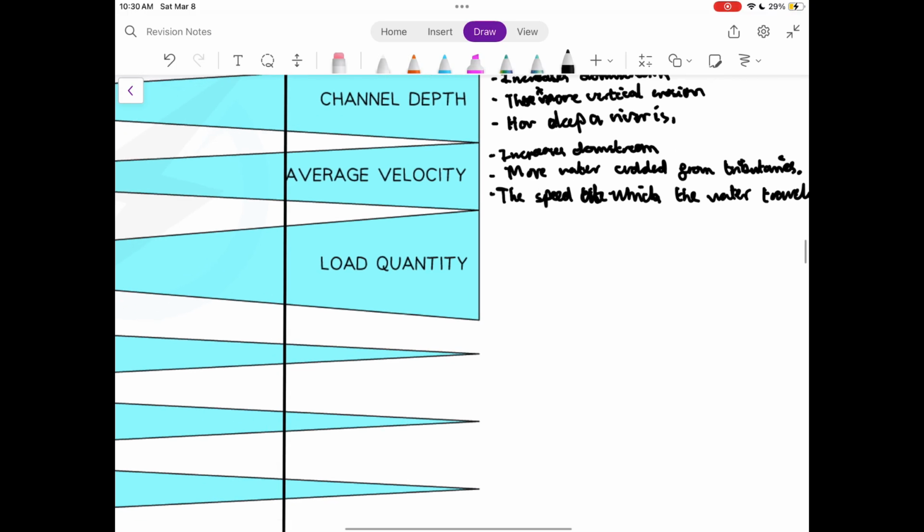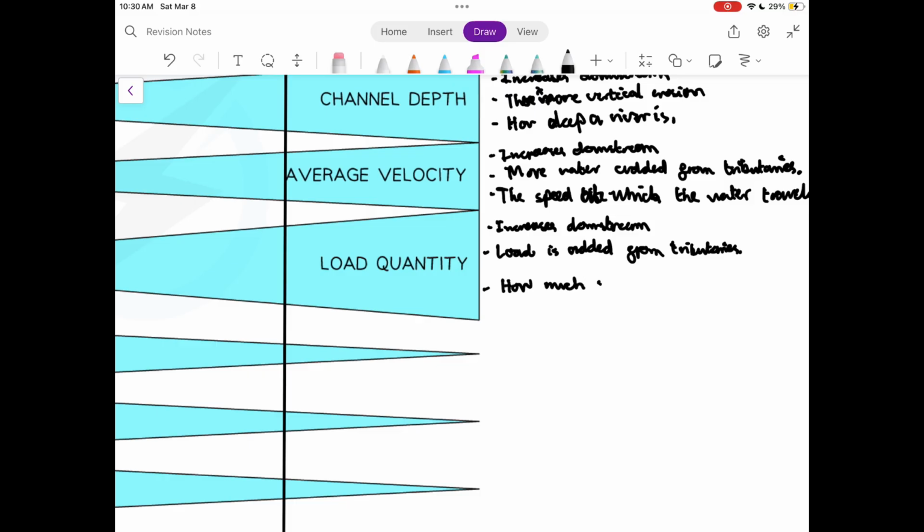Okay, and the next thing you need to know is the load quantity size. So this increases downstream. And this is because load is added from tributaries. And load quantity is how much material the river carries.